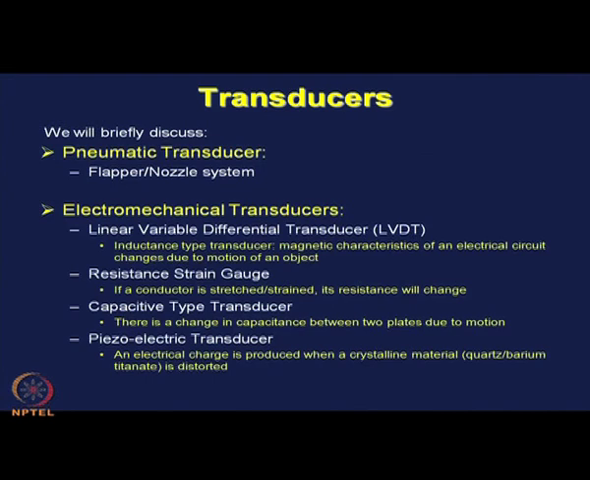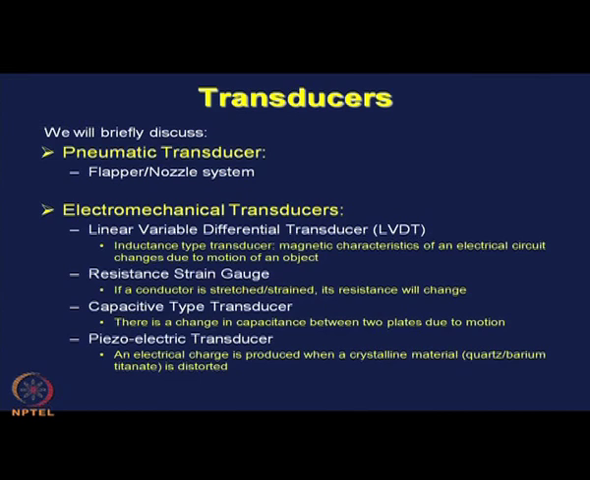So, we will briefly discuss mostly electromechanical transducers, but we will talk about one pneumatic transducer also. Under pneumatic transducer, we will briefly talk about a flapper nozzle system. It is an important pneumatic displacement measuring transducer. It is an integral part of all pneumatic control systems.